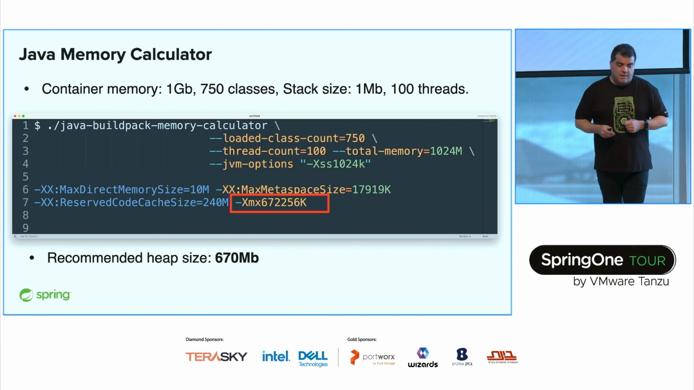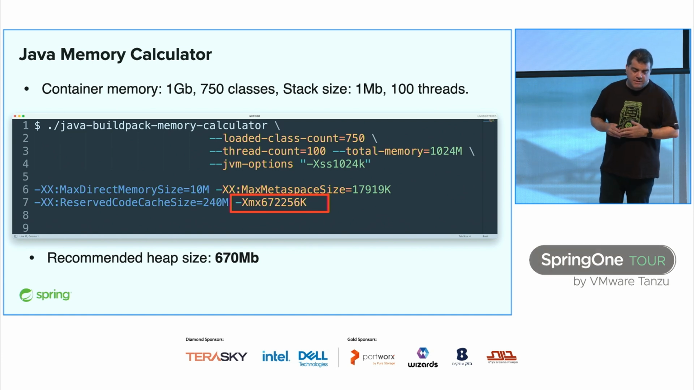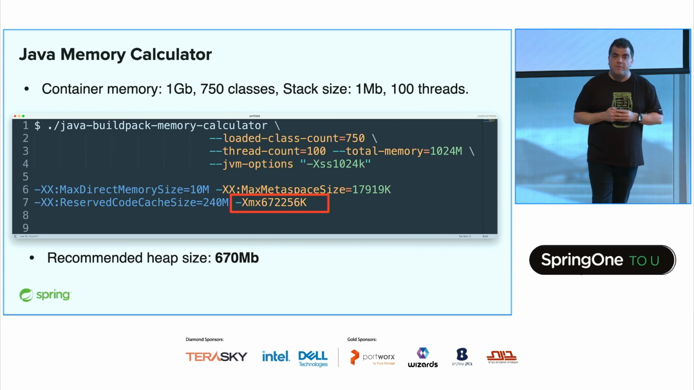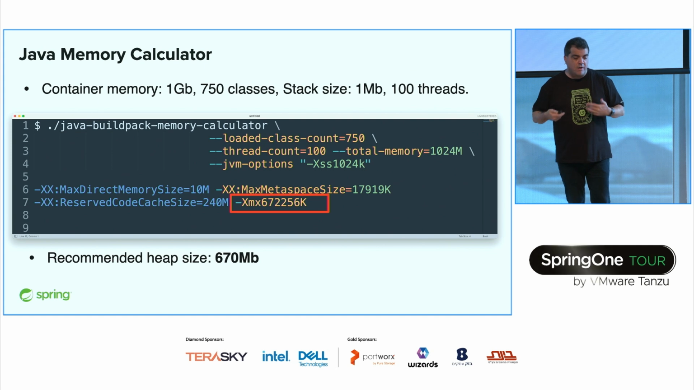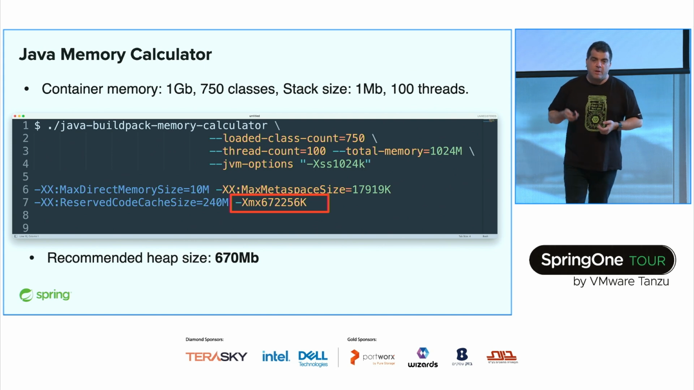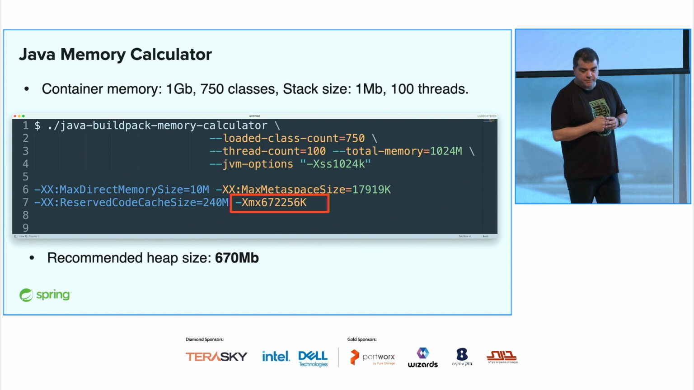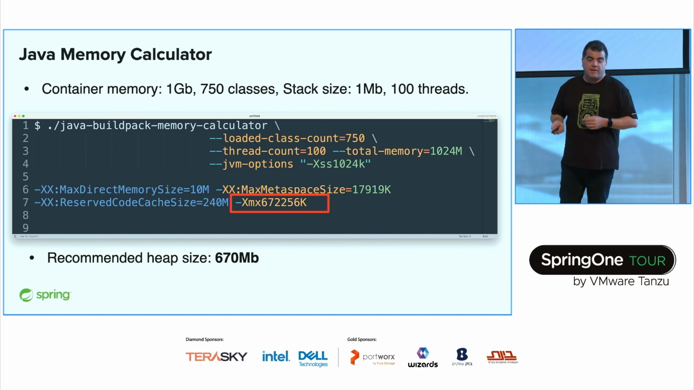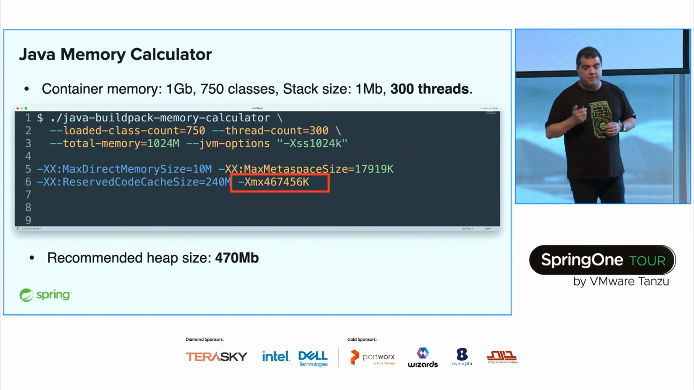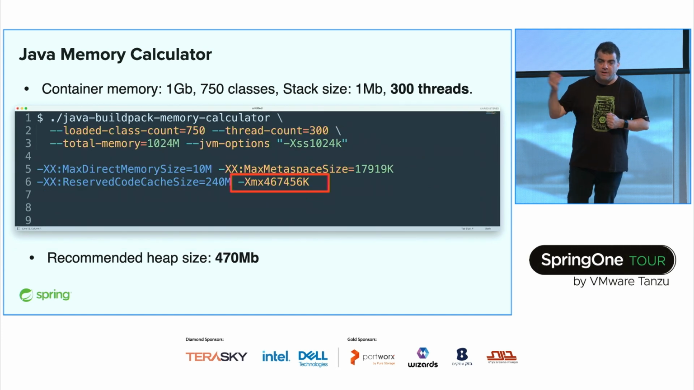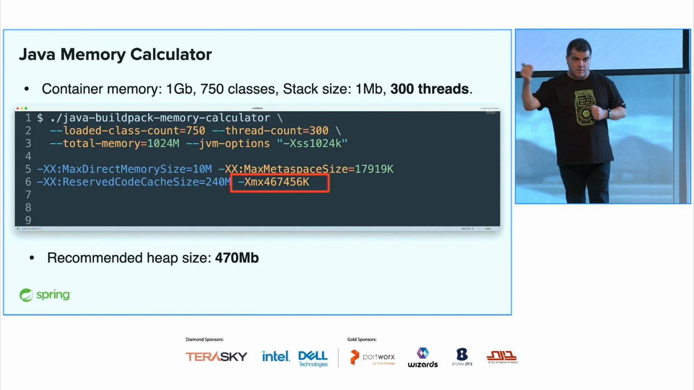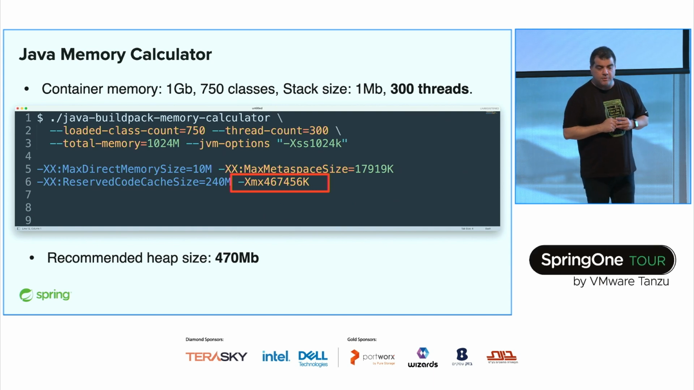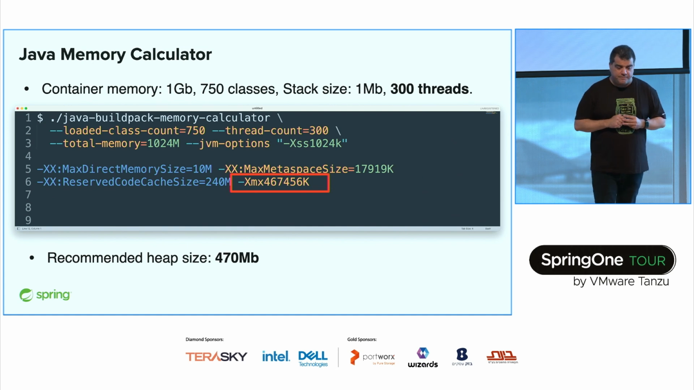So here I'm saying my application has 750 classes, around 100 threads, and around 1 megabyte of stack size. And it says, well, your recommended heap size in that scenario should be 670 megabytes. Now, here's an interesting point. If I'm profiling my application and I understand that actually my application uses 300 threads, suddenly each thread obviously consumes more memory. So now my recommended heap size is down to 470 megabytes.